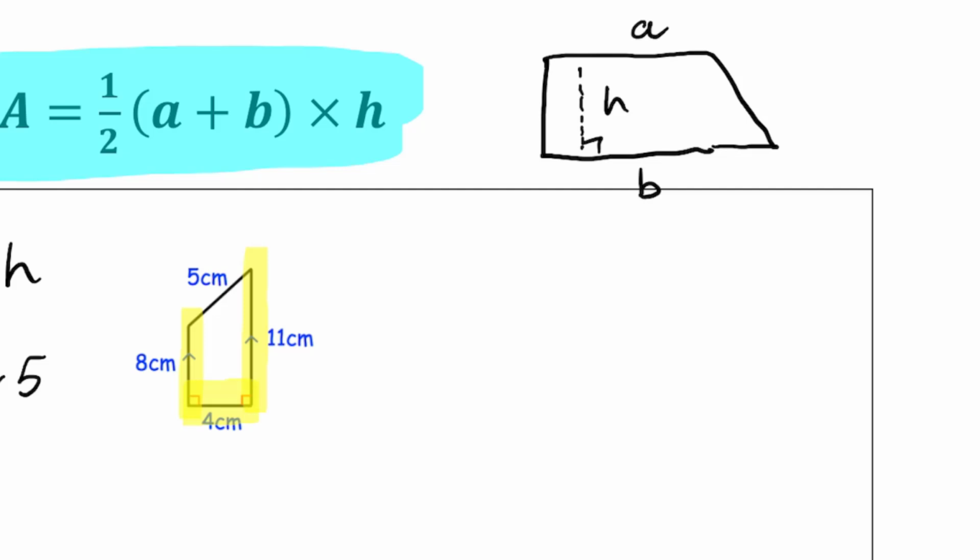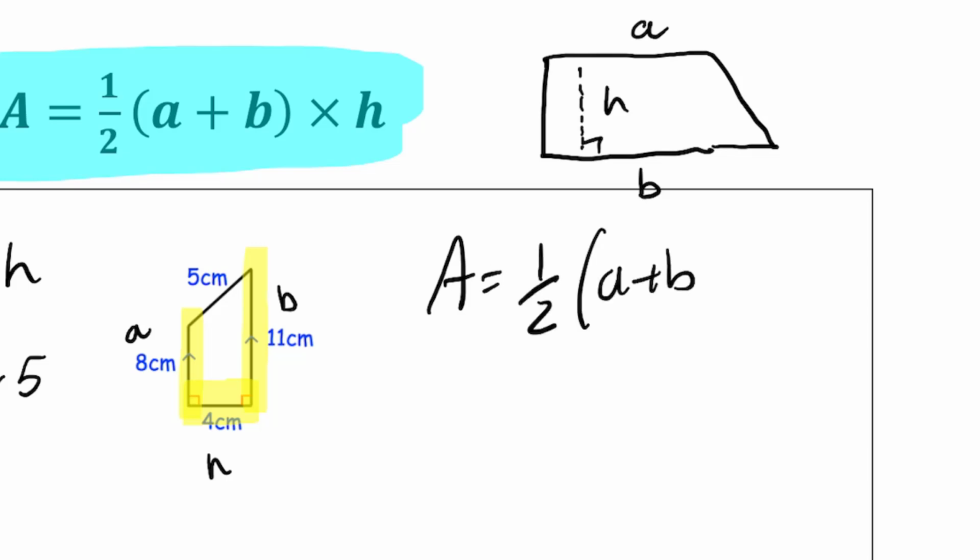So if I go and label it, that's going to be our A, that's going to be our B, and this will be our height. So we write our rule. And then we substitute, which means we're replacing the letters with what we know the numbers are.